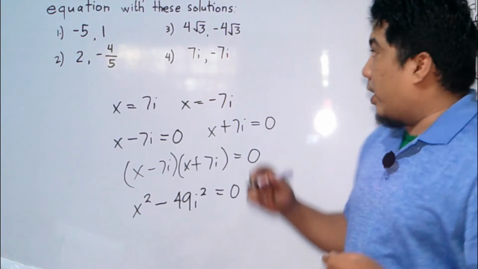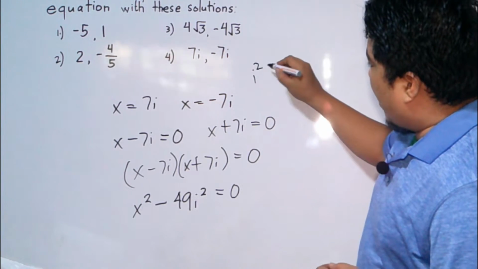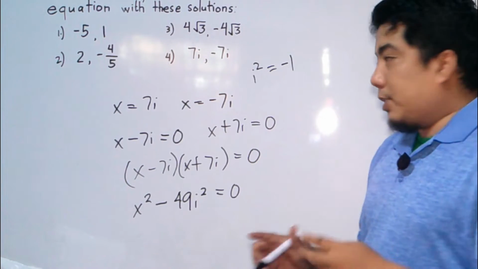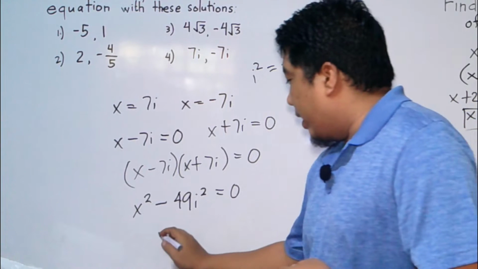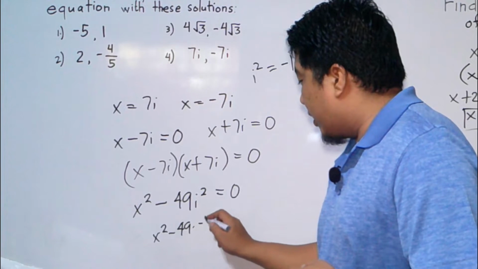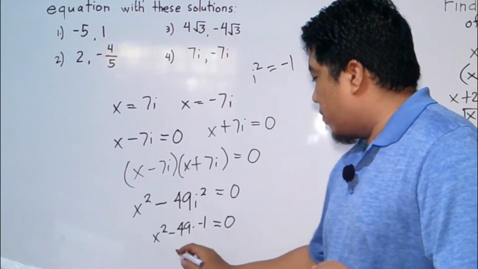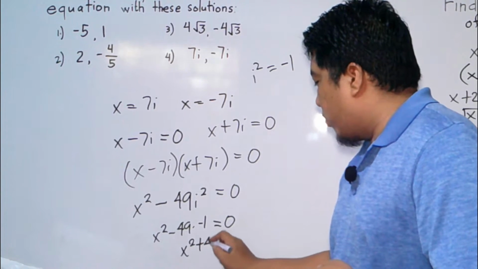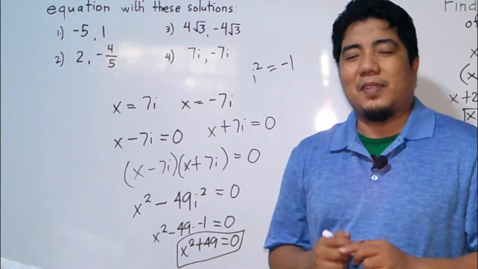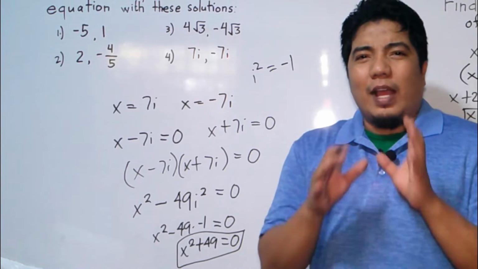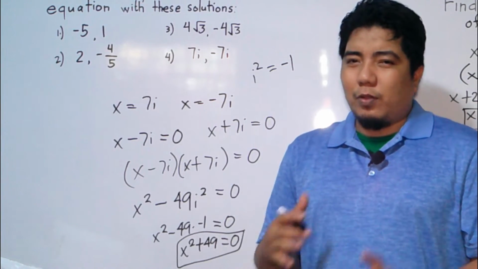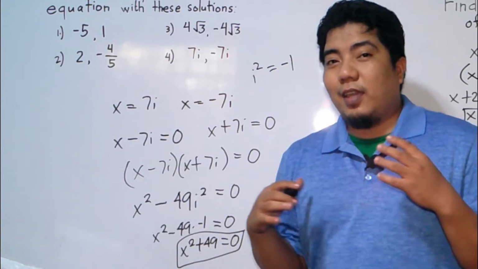Now, remember that i squared, in mathematics, is equal to negative 1. Okay? So, you just substitute i squared with negative 1, and that gives us x squared minus 49 times negative 1 is equal to 0, giving us x squared plus 49 is equal to 0, and that is your final answer. Easy, right? Okay. So now, let us try to consider, sir, do you have other solutions or other methods in solving or obtaining the quadratic equation?